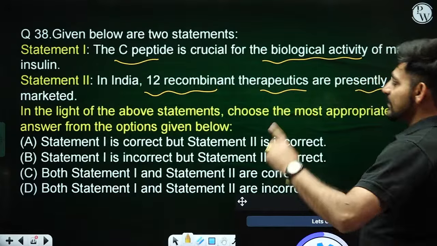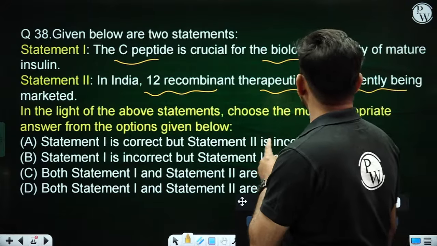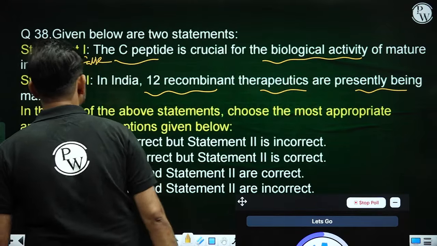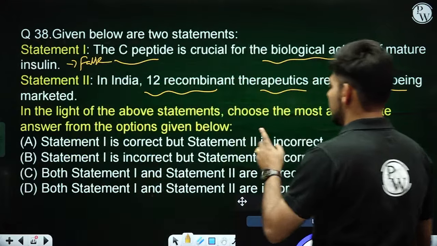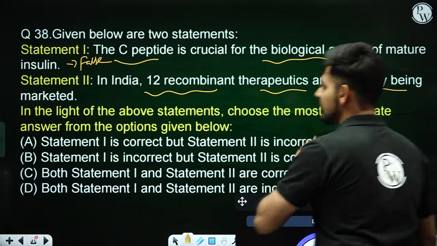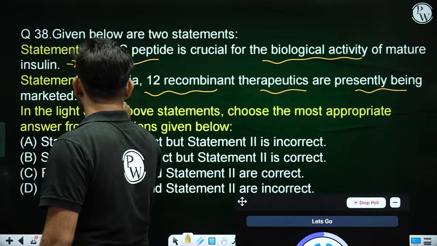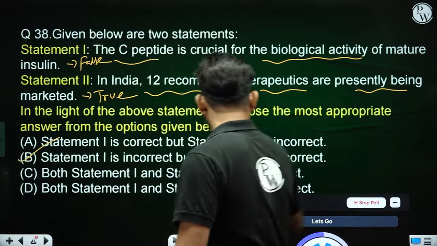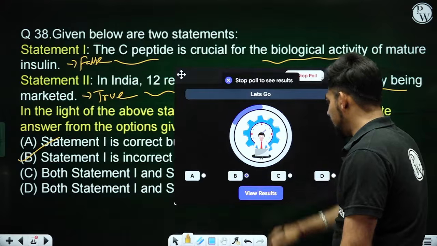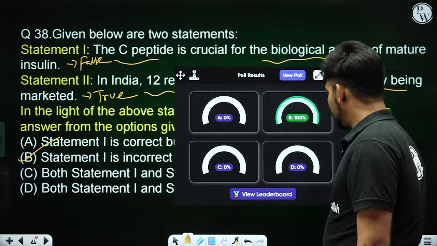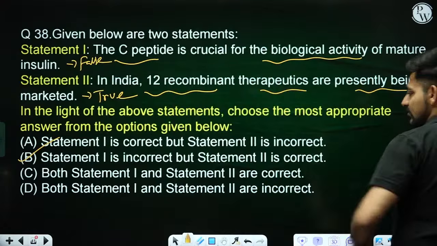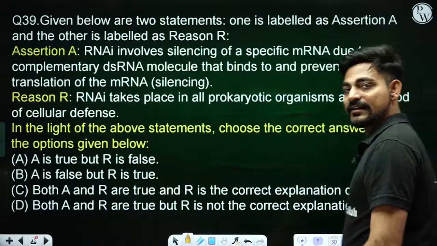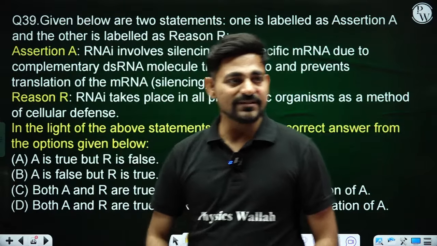So for these particular questions, the C peptide is crucial for the biological activity of mature insulin. That is absolutely false. Whereas in India, 12 recombinant therapeutics are presently being marketed. That is true. So statement 1 is incorrect. Option B will be the right one. And let me check how many of you marked it correct. All of you have marked correctly. Coming to question number 39, an assertion and reason based question.